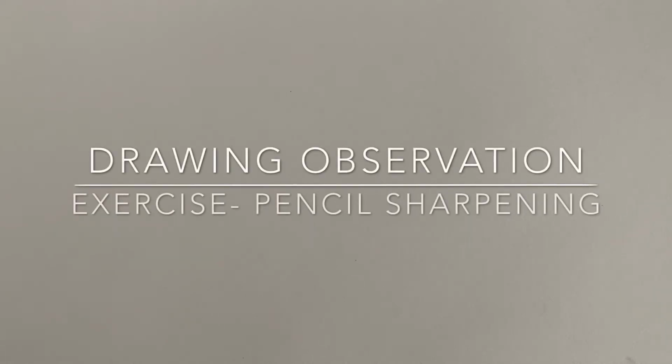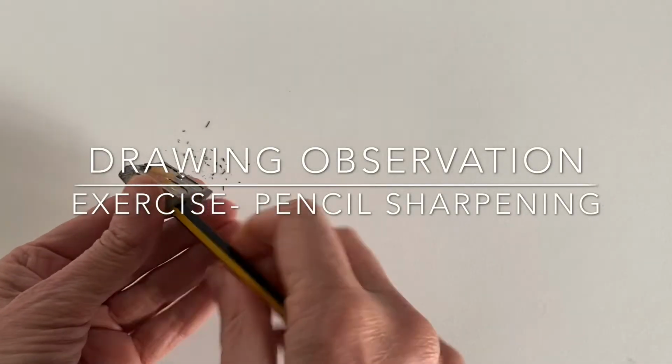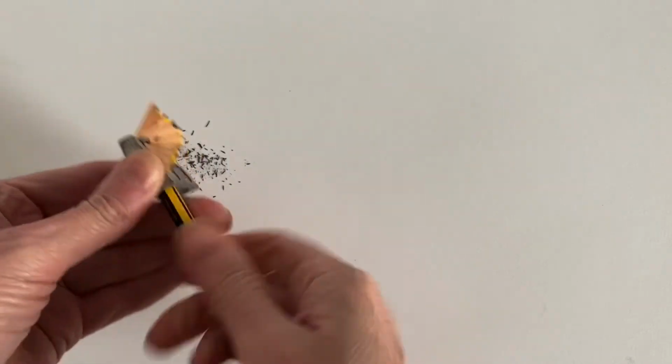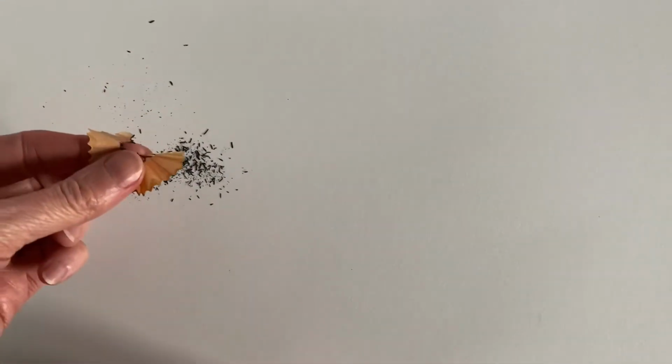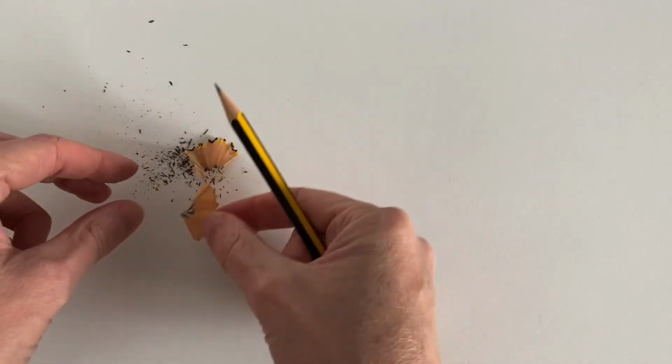Right, in my next observational drawing exercise, I'm going to just sharpen a pencil. And this is what I'm interested in really. I obviously want a sharp pencil for drawing. I just want a couple of pencil sharpenings. I'm just going to leave them on the table and I'm going to start drawing from them.